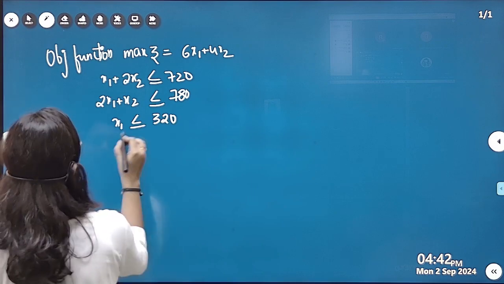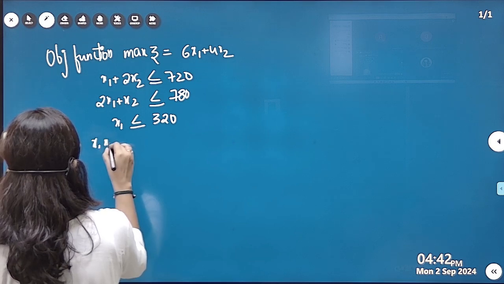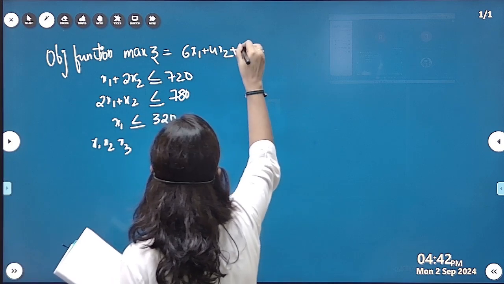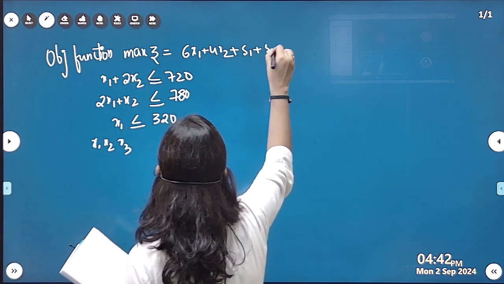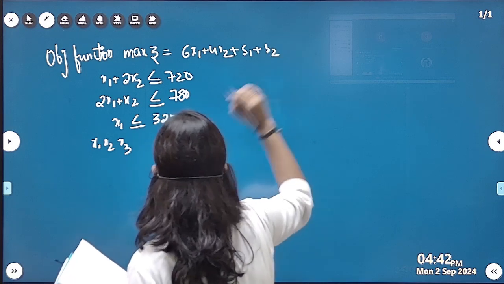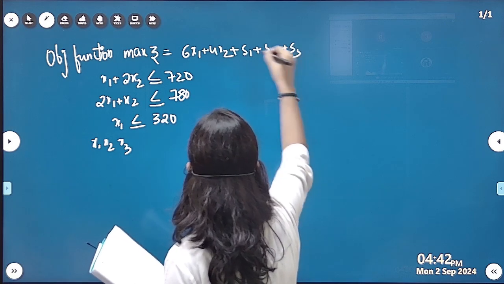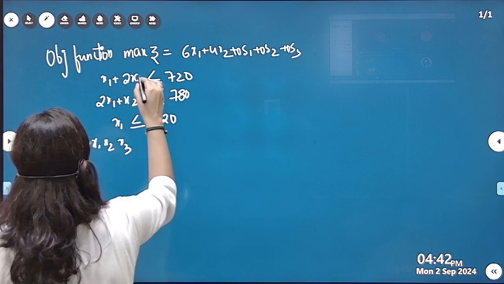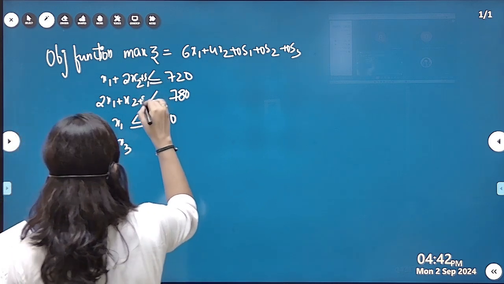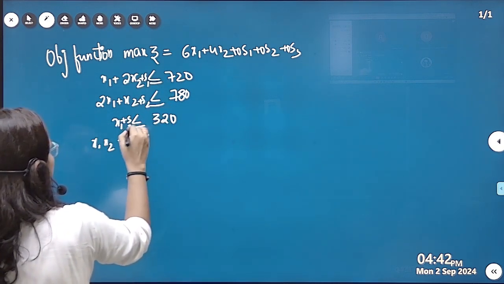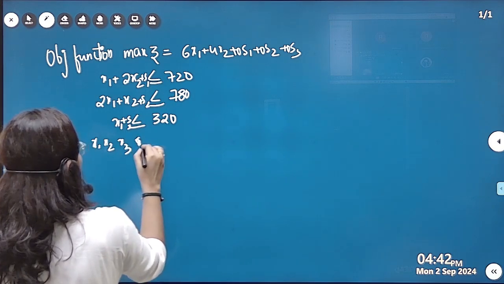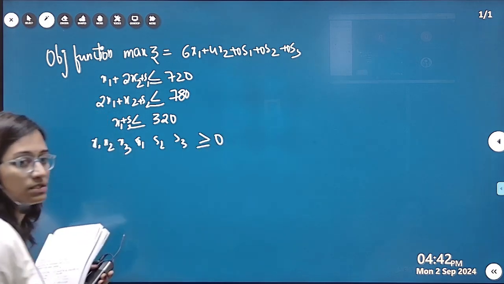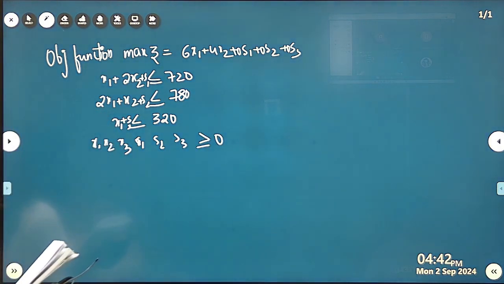Okay, these are x1, x2, x3, and we can have a slack variable, right? s1 plus s2 plus s3. So it may be 0. So here also add slack variables s1, s2, s3. So x1, x2, x3, s1, s2, s3 should be more than or equal to 0. So this is the formulation.